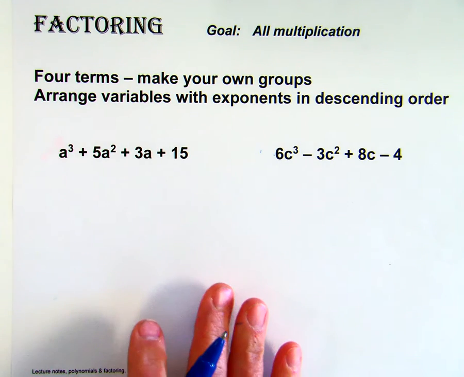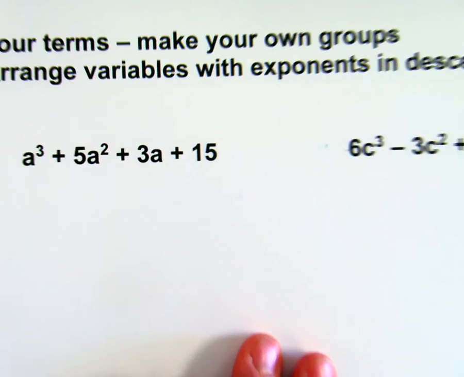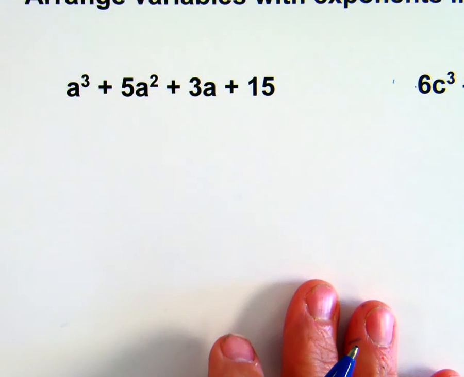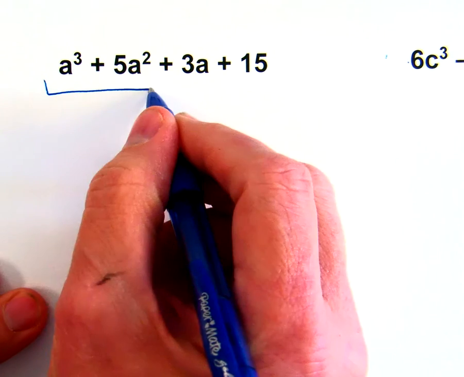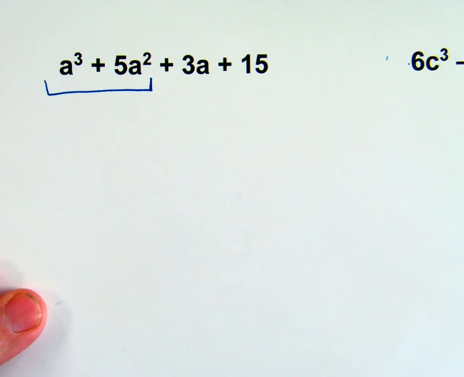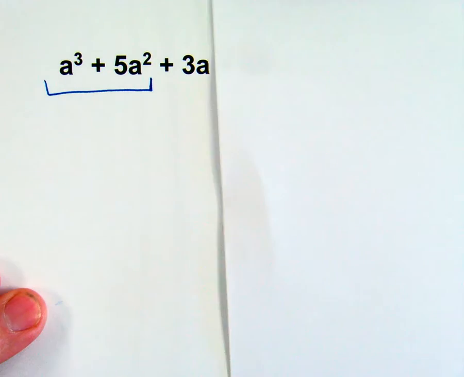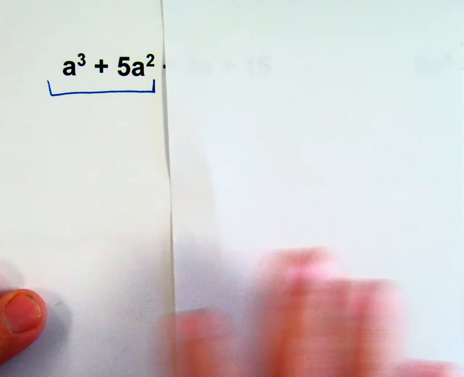Let's look at the first problem here. It's already in descending order. We're going to take it two terms at a time. I'm going to do these first two, and I'm just going to ignore the last two.